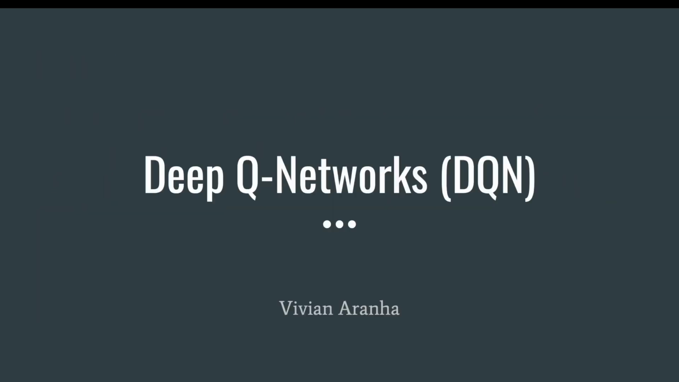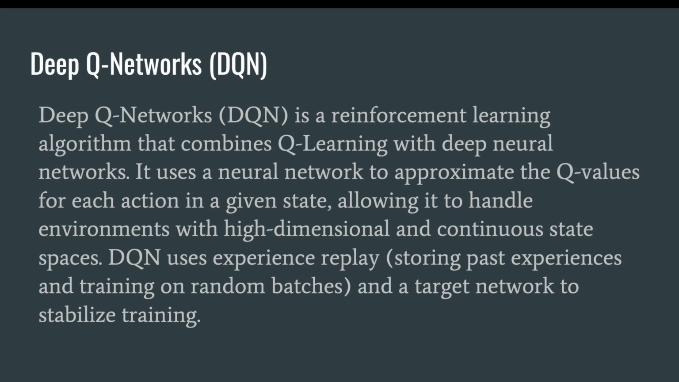Deep Q Networks, or DQN. DQN is a reinforcement learning algorithm that combines Q-learning with deep neural networks. It uses a neural network to approximate the Q values for each action in a given state, allowing it to handle environments with high-dimensional and continuous state spaces. DQN uses experience replay, storing past experiences and training on random batches, and a target network to stabilize training. Let's look at a line-by-line implementation for DQN.